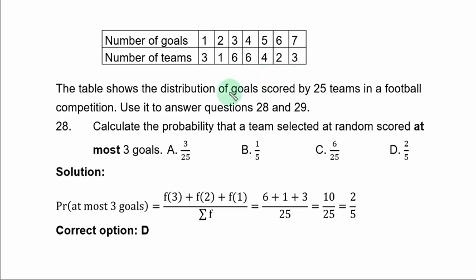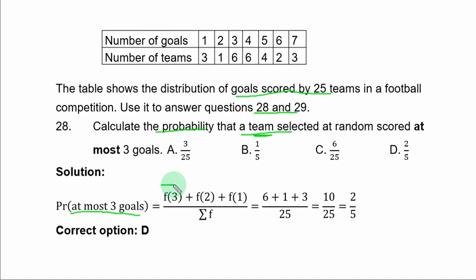The table shows the distribution of goals scored by 25 teams in a football competition. Use it to answer questions 28 and 29. So you have question 28. Calculate the probability that a team selected at random scored at most 3 goals. We are interested in the team, not the goal per se. You get that? So solution: probability at most 3 goals means frequency of the team that scored 3 goals.